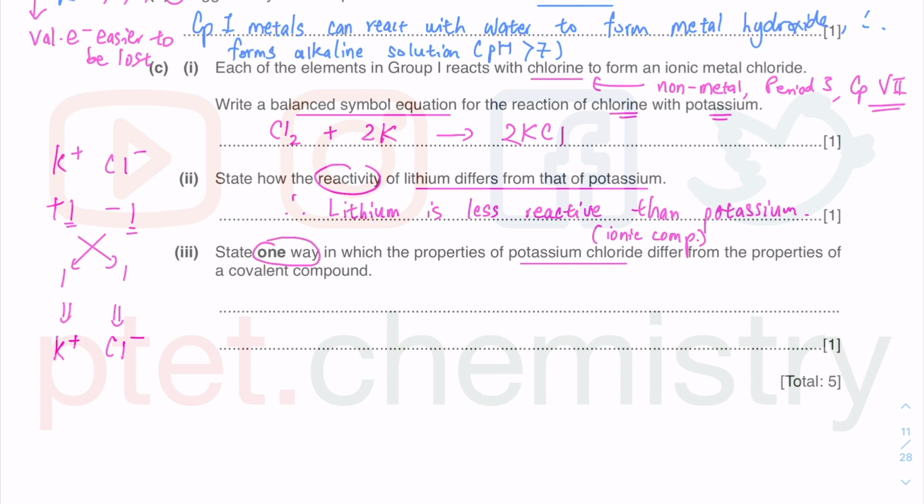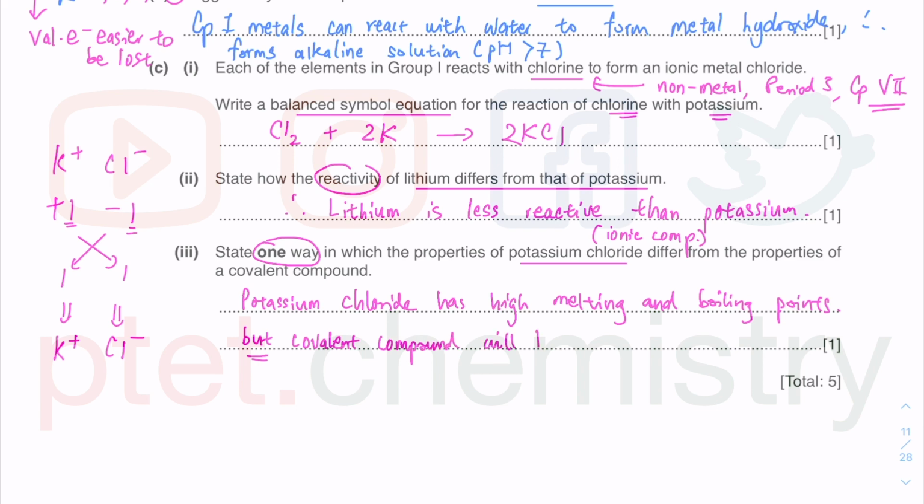So I could think about potassium chloride has high melting and boiling point. So potassium chloride has high melting point, melting and boiling point if I want to, but melting point would have been alright as well. But they say differ from, right? So I need to say but covalent compound would have low melting point. Covalent compound has low. High versus low melting and boiling point.